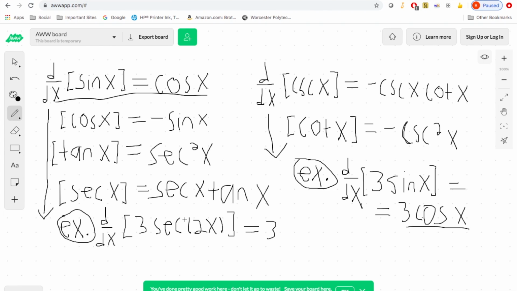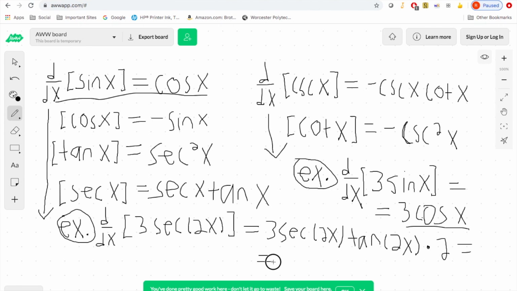So now we're talking 3, and then the derivative of secant is secant x tan x. So now we're talking 3 secant 2x tan 2x, and multiply by the derivative of what's inside. So times the derivative of 2x, which is just 2. So that's how we use our chain rule there.